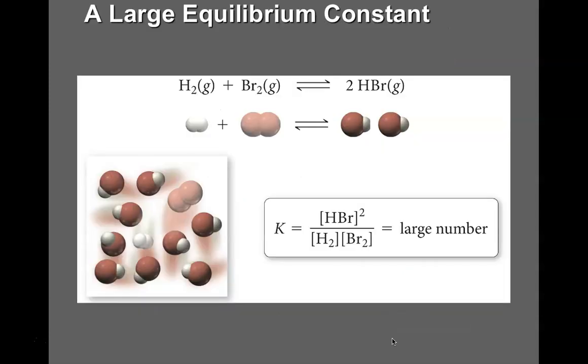Okay. So, a large equilibrium constant, again, we're not too worried about the number as long as it's greater than 1. As you can see with this reaction of hydrogen and bromine making HBr as a gas, the little image to the left shows that there's way more HBr molecules than there are diatomic hydrogen or diatomic bromine. And then you have a big number divided by a small number equals a large number.